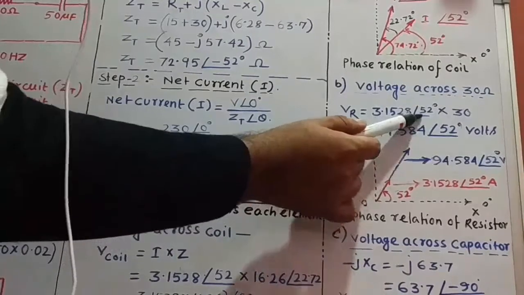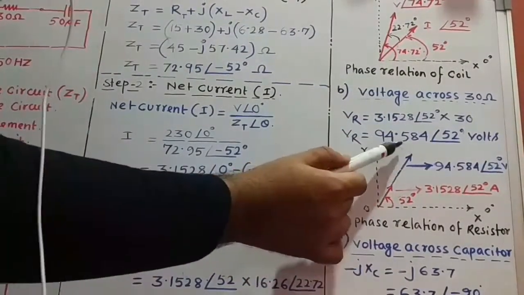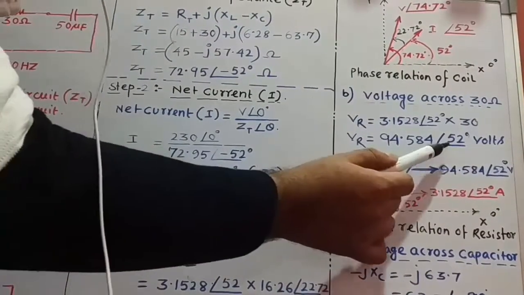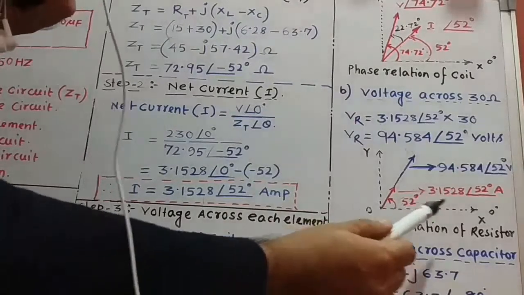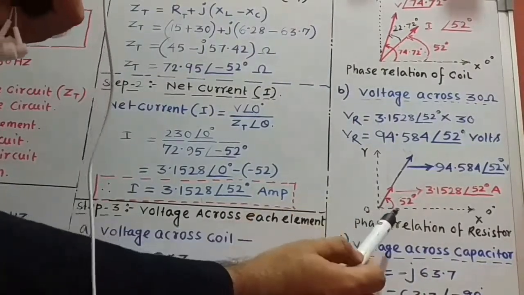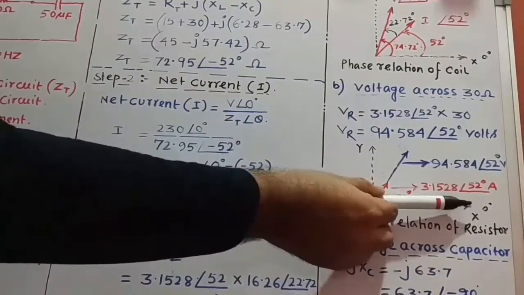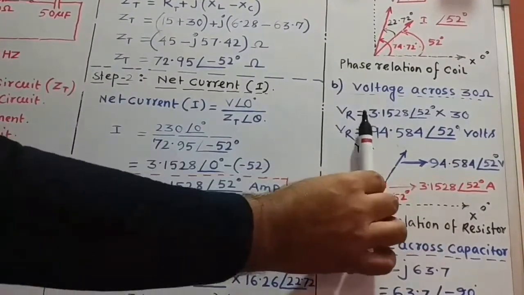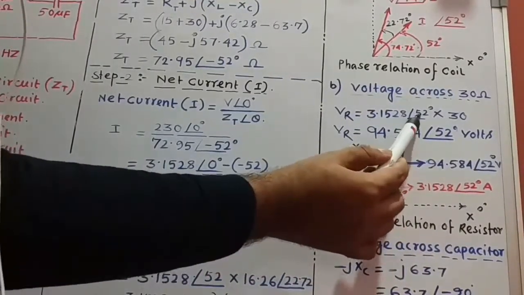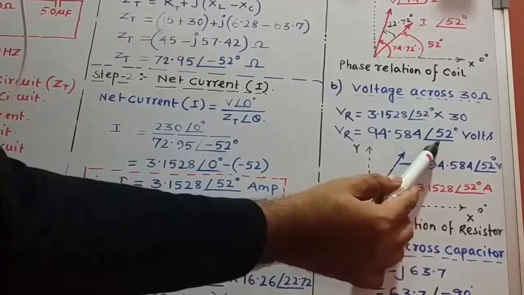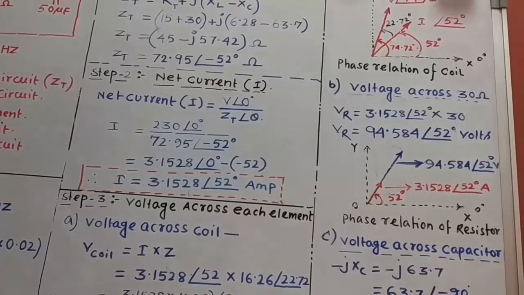It is nothing but current multiplied with that 30 ohm resistance, that will be 94.584 angle 52 volts. I have again drawn the phasor relation in the resistor part. So this is your x-axis, and I have considered this as your reference, and this is the y-axis, and we know that the current angle was 52 and the voltage angle was also 52. So we know that in a resistive element, current and voltage will be in the same phase.